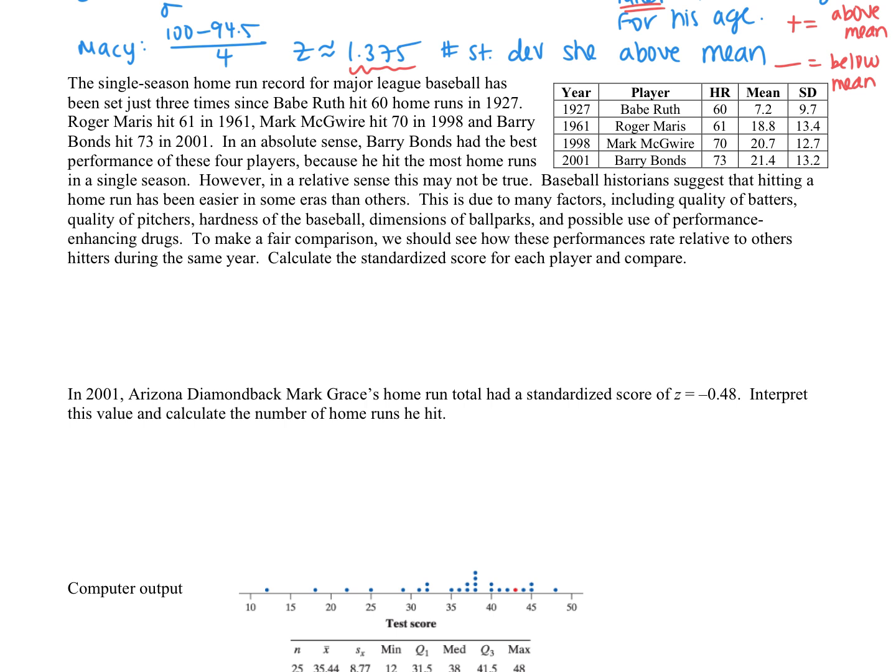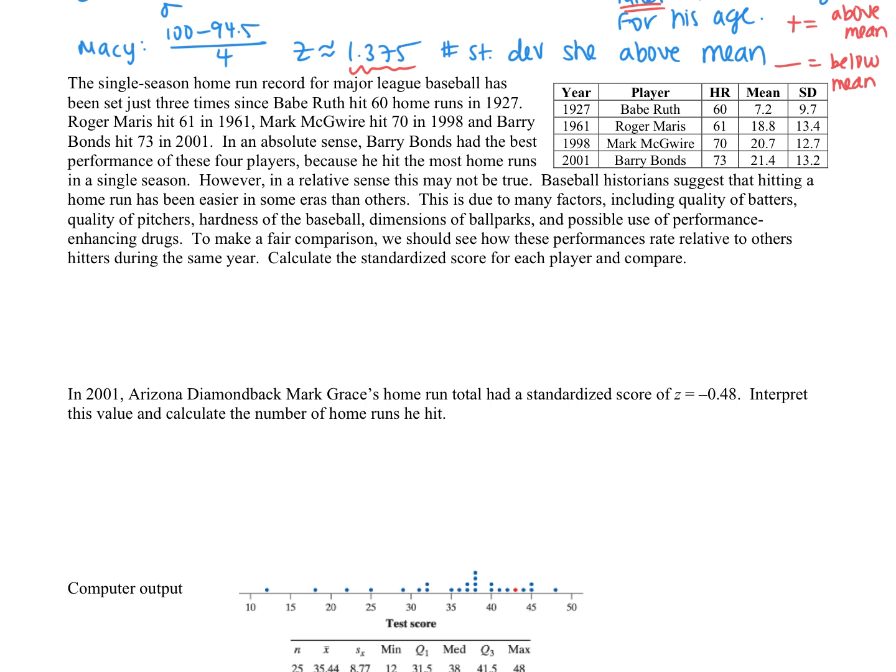This is due to many factors, including quality of batters, quality of pitchers, hardness of the baseball, dimensions of ballparks, and possible use of performance-enhancing drugs. To make a fair comparison, we should see how these performances rate relative to other hitters during the same year. Calculate the standardized score for each player and compare.